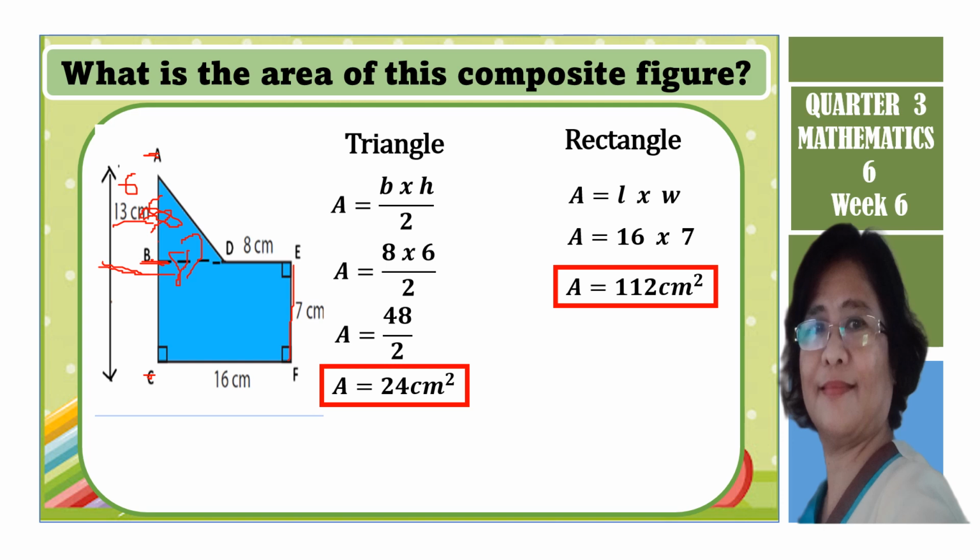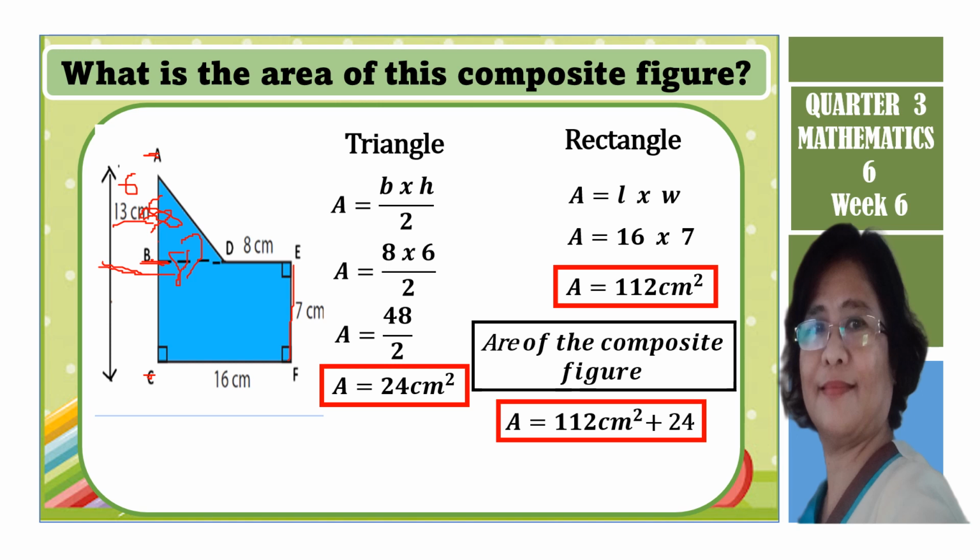Now, since this is a composite figure and we're asked to find the area of this, just combine the two. So, the area for triangle is 24 plus the area of the rectangle, which is 112 centimeters square. The area of this figure is equal to 136 centimeters square.